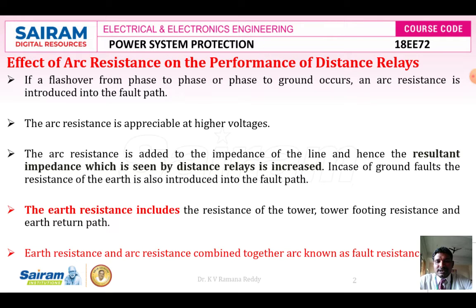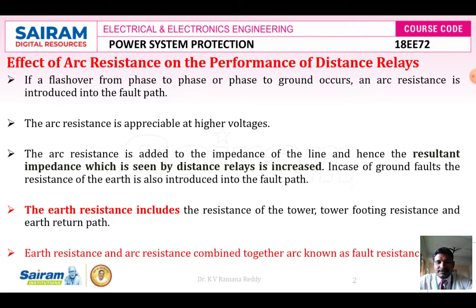The arc resistance is appreciable at higher voltages, and it does not show any impact if the resistances are small and the operating voltage is very high. But if the operating voltage is lower, the arc resistance is relatively higher, which means it shows some effect. And one more point: the arc resistance is added to the impedance of the line while we are measuring, and hence the resultant impedance seen by the distance relay is increased.